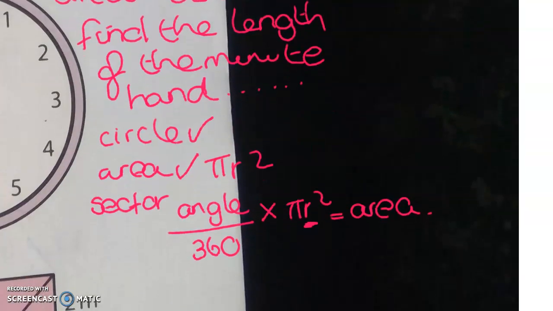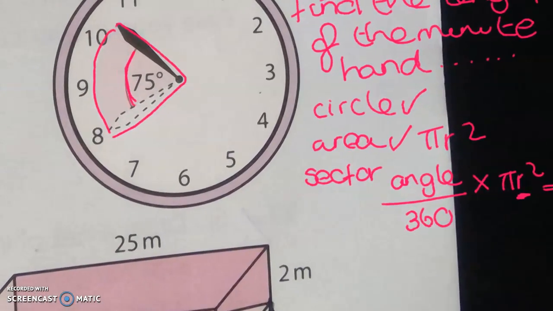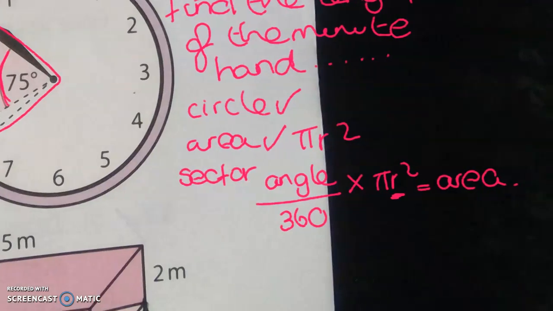So if you look here at the center, the clock is in the center, it's shaped like a circle, and the hand is behaving like the radius. But again, you have to interpret what you're given.